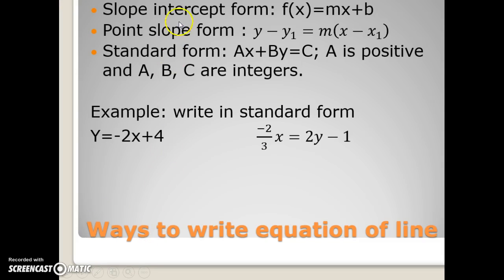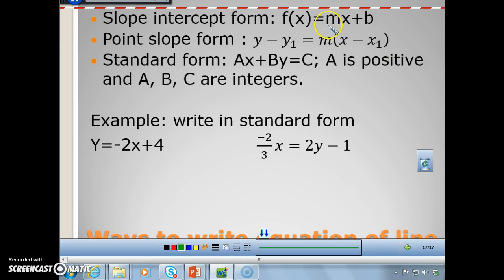Okay, we have 3 forms of writing a line. Y equals mx plus b is the one that you're most familiar with. We're going to do point slope a little bit more tomorrow. But again, m still represents slope. Your x1, y1 is a point that they are giving you. And then we have standard form. Notice x and y are on the left-hand side, and it equals a constant. And we have some stipulations. A has to be positive, and all the coefficients have to be integers.